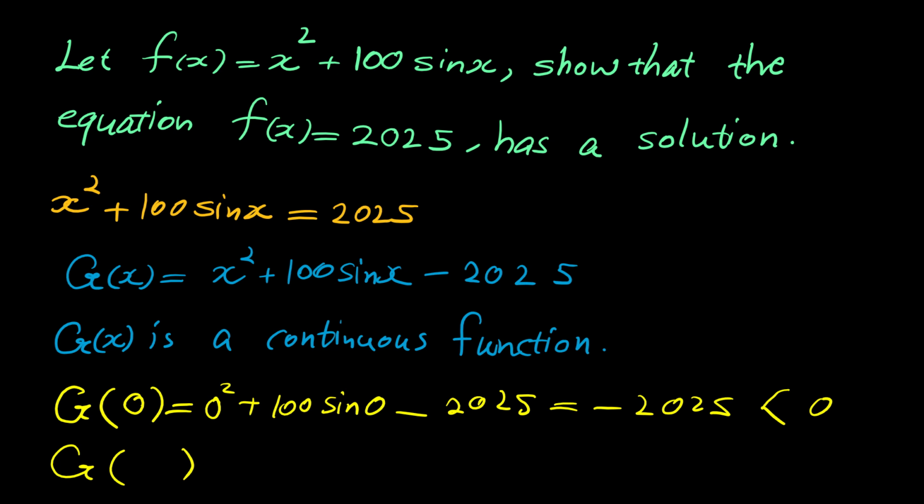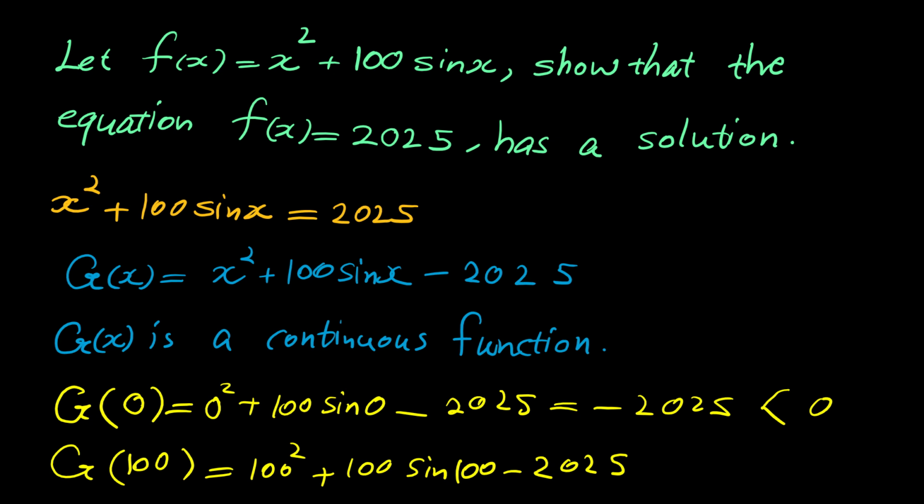For example, you can try 100. 100 to the 2 would be 10,000. And 10,000 minus 2025 is positive. So let's see what happens if we plug in 100. Then we have 100 to the 2 plus 100 sine of 100 minus 2025.